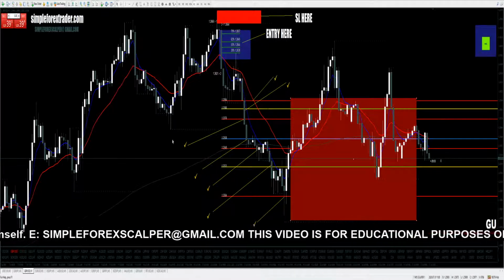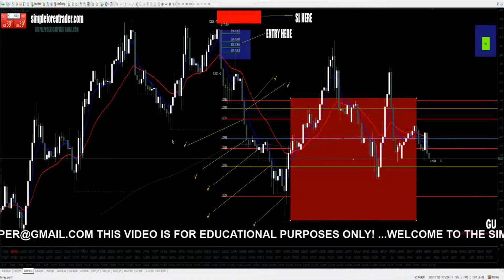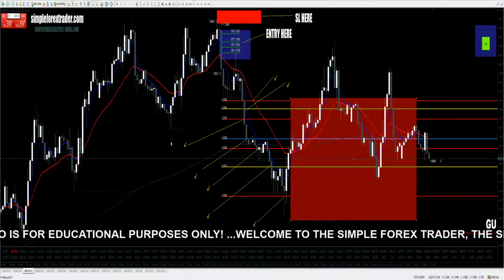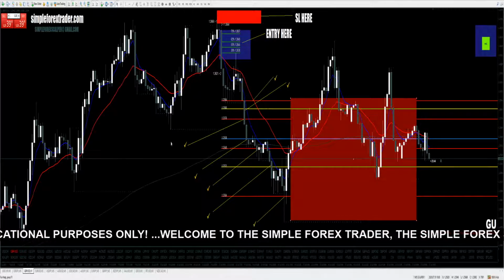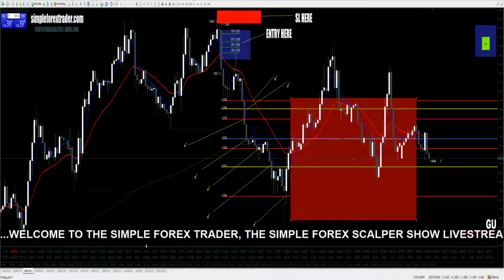All you need to do is just press 1, 2, 3, right? Of course, your simple 1, 2, 3 points, and then you plot that 1, 2, 3. It automatically gives you the take profit targets. Get it?